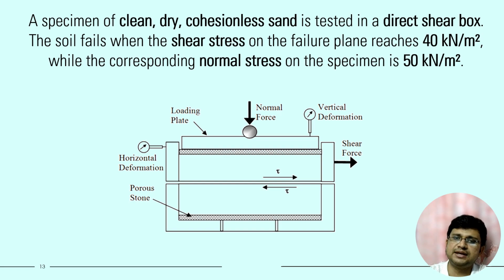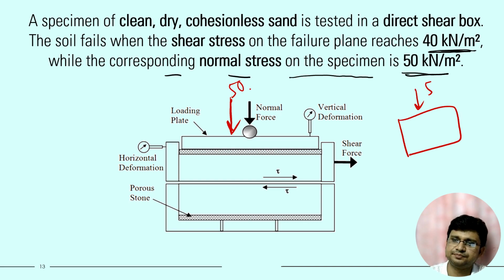Suppose a specimen of clean, dry, cohesionless sand is tested in a direct shear box. The soil fails when the shear stress on the failure plane reaches 40 Newton per meter square, while the corresponding normal stress on the specimen is 50 Newton per meter square. So the normal stress is 50, and we have applied one shear stress. That value is 40. When the shear stress is 40, at that time failure occurred in this horizontal plane in the direct shear box. So this is the concept.